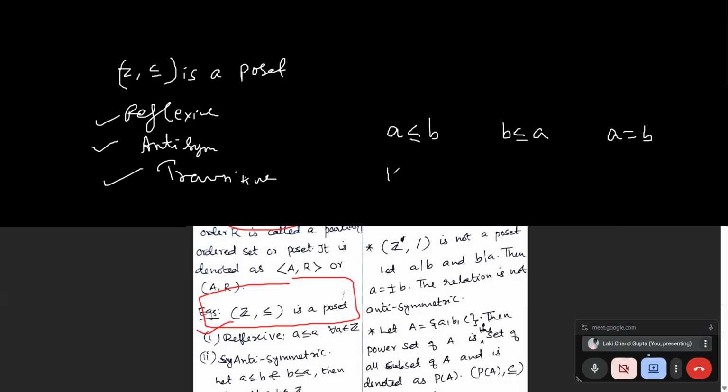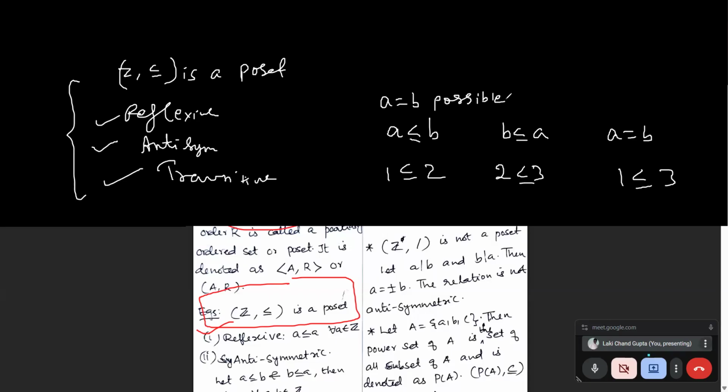1 is less than 2, 2 is less than 3. Definitely 1 will be less than 3. A is equal to B, possible. This is also possible. Here 1 is less than 2, means 1 is related with 2, but 2 is not related with 1. That's why this is antisymmetric, right?